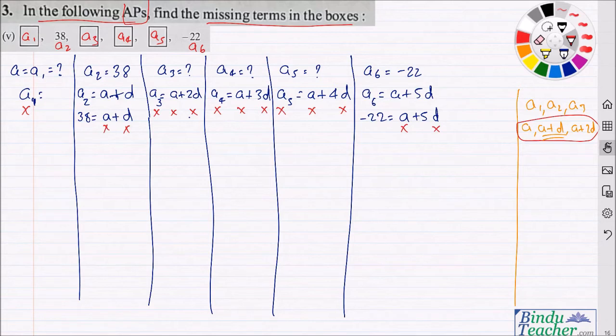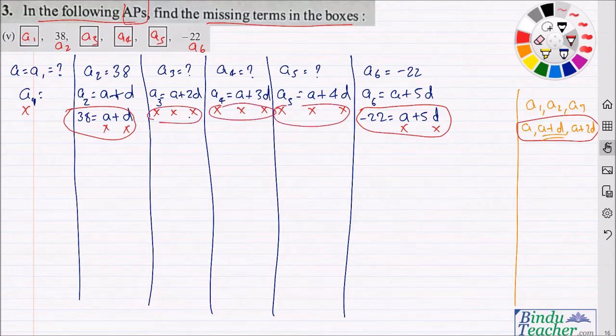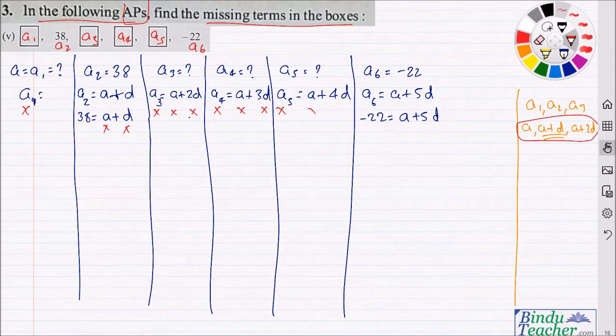So if you see here, these two equations, which are the second and the sixth one, have the least number of unknown values. Compared to the other equations, there are three unknowns, three unknowns, three unknowns, but this only has two unknowns, which means we can use this to solve something, right? So we will use these two equations. So let me erase this quickly.